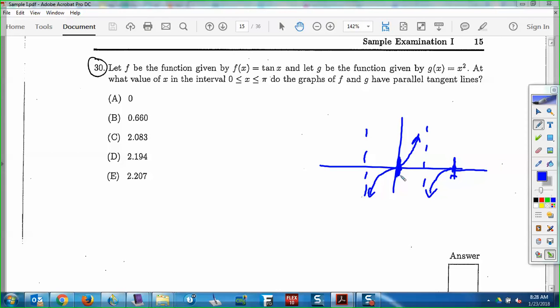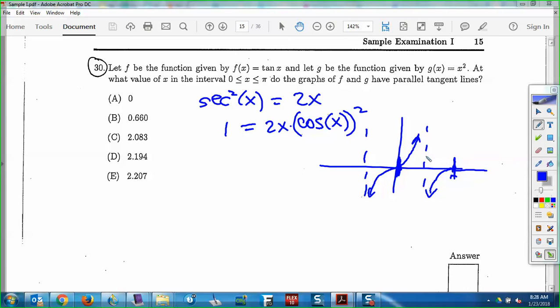But parallel tangent lines means what? Their slopes are the same, which means their derivatives are the same, right? So the derivative of tangent is secant squared, and the derivative of x squared is 2x. To put that in your calculator, that's 1 over cosine squared, so maybe multiply that over to the other side. So multiply cosine squared to both sides and get 2x times cosine squared. Now remember to put that in your calculator. Put it in like that, right? So solve an equation like that.